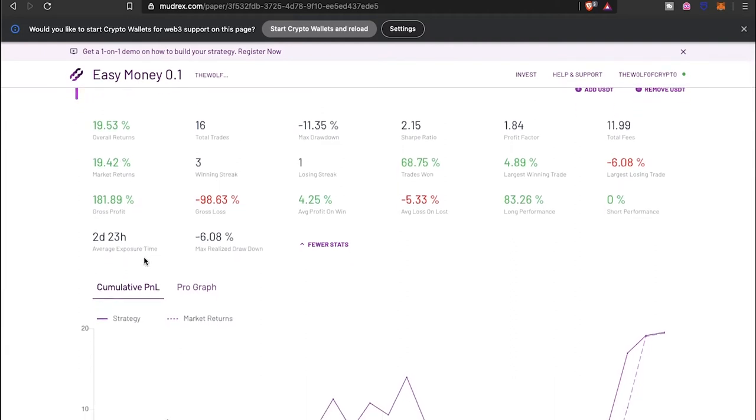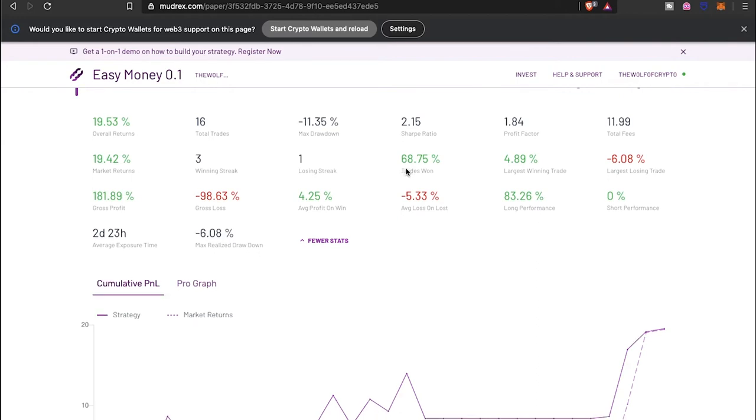You see the gross profit compared to the gross loss, average profit on win, average loss on a loss, which isn't too bad. We're comfortable with that. Largest winning trade, not too shabby. Largest losing trade, so yeah. And I'm showing 68% when it comes to trades on this bad boy.